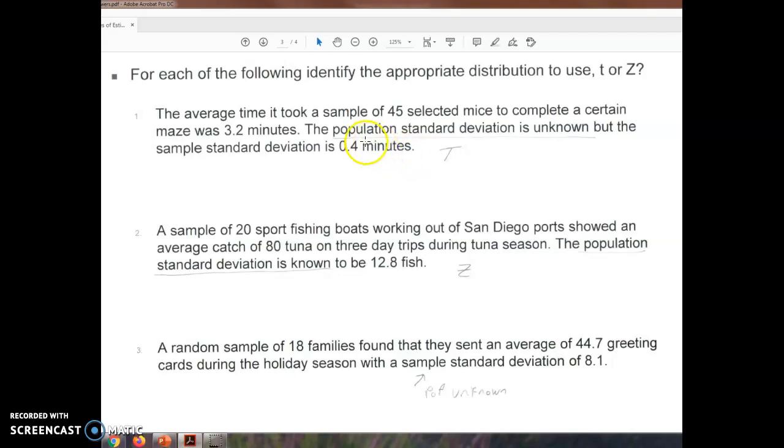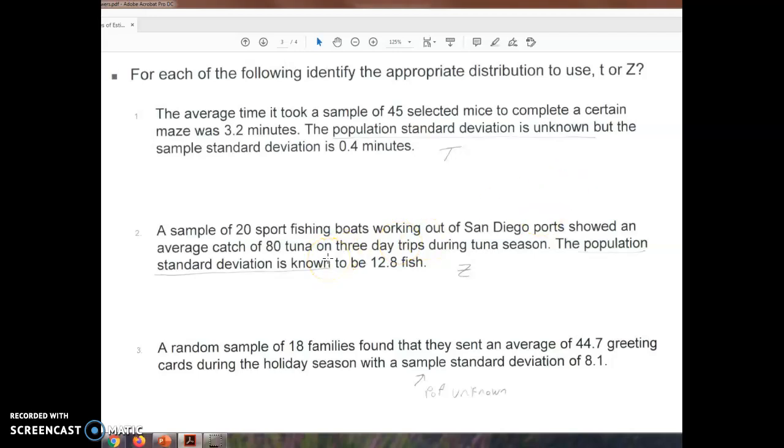Well, since the population standard deviation is unknown, we can't use z. So we use t, right? And we would use the sample standard deviation as a proxy for the population. But because we're using the sample standard deviation to represent the true population standard deviation, we must use the t-table rather than the z.